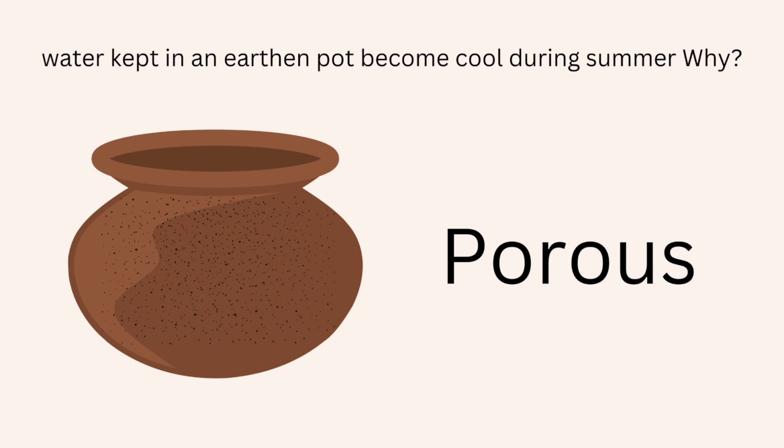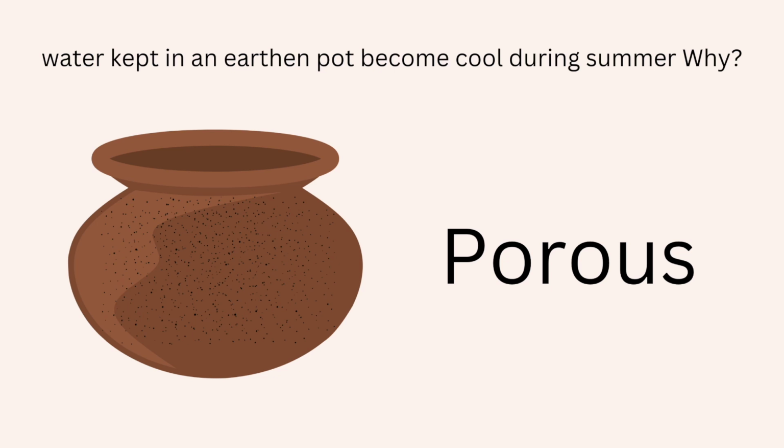Porous meaning it has pores. It has a lot of small holes in it. Not holes that are so big that it can't hold water, but very small holes. So what happens is water oozes out. Water tries to come out of these pores, come through these pores to the outside of the pot.